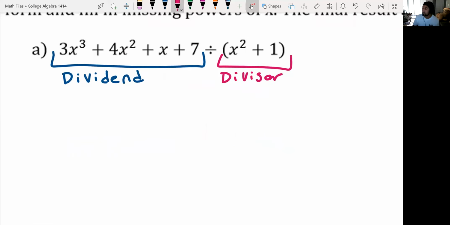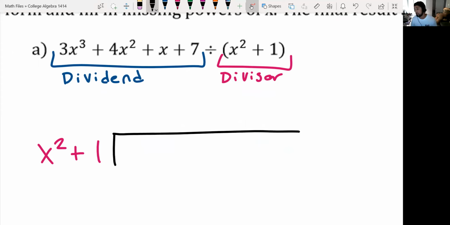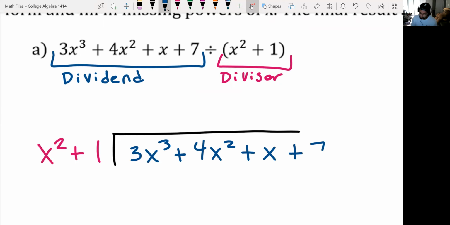So first thing we will write is the divisor. And we do not need to account for missing powers in the divisor unless you really want to, but there's no need to. Only the dividend. All right. And then we draw our division symbol, or you can even say division box, right? And inside we put the dividend: 3x cubed plus 4x squared plus x plus 7.